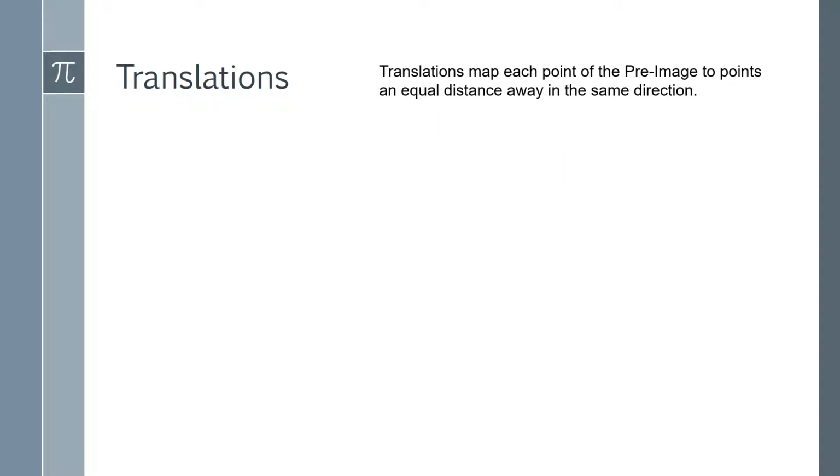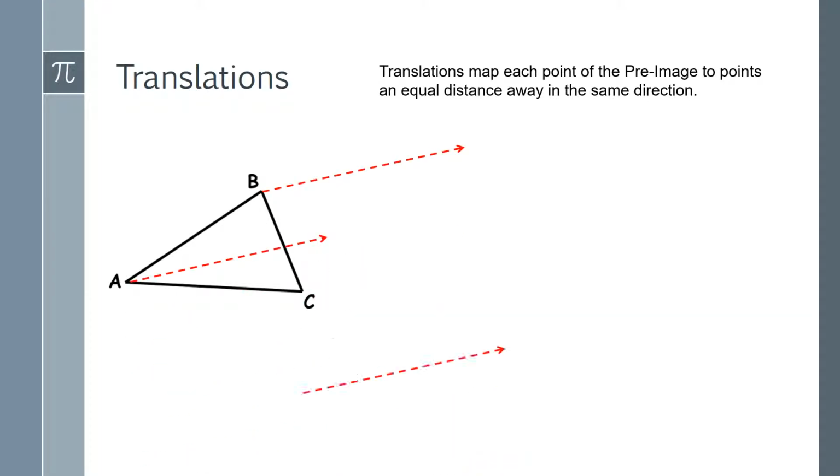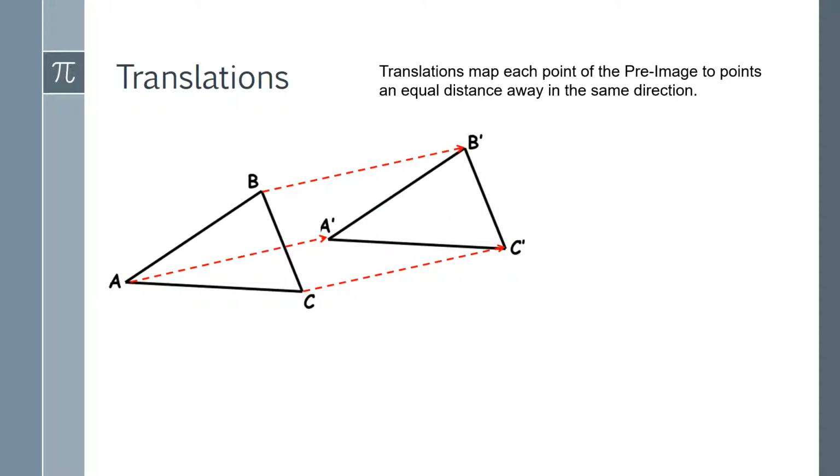Remember, a translation will map each point of the pre-image to points an equal distance away from the same image. So if we have triangle ABC here, then the translation will move that along the same line to a new location where we'll name A prime, B prime, C prime. And what are we going to see there? We'll know that AA prime is the same distance as BB prime and the same distance as CC prime.